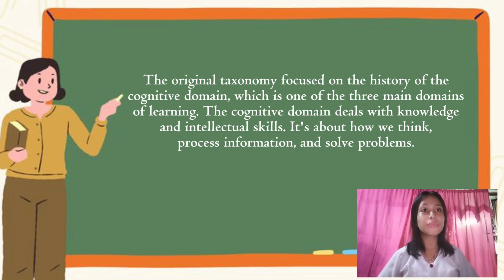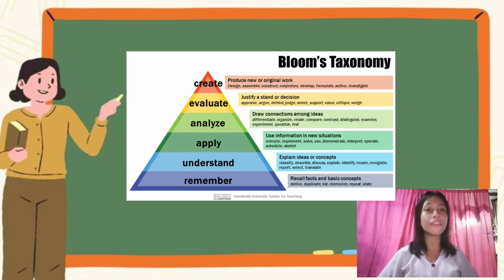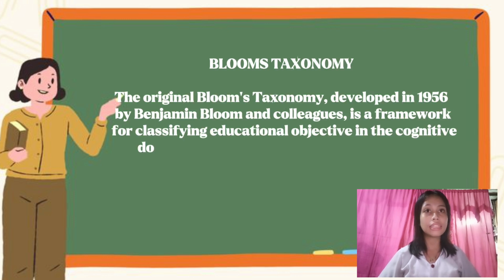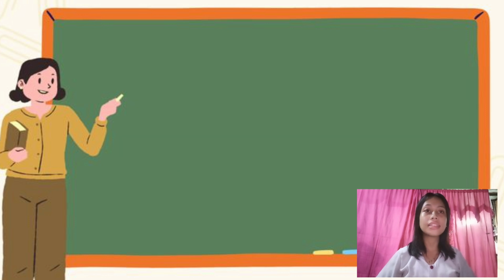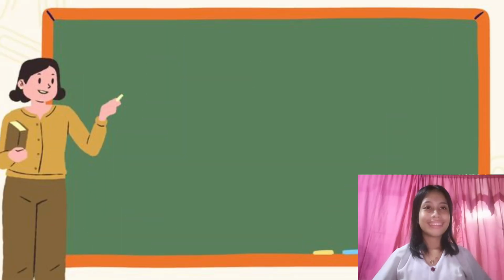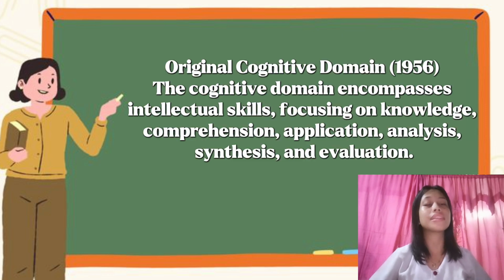Bloom's taxonomy, developed in 1956 by Benjamin Bloom and colleagues, is a framework for classifying educational objectives in the cognitive domain. It consists of six hierarchical levels, moving from simple to complex: knowledge, comprehension, application, analysis, synthesis, and evaluation. Let's focus on the cognitive domain, which encompasses intellectual skills.